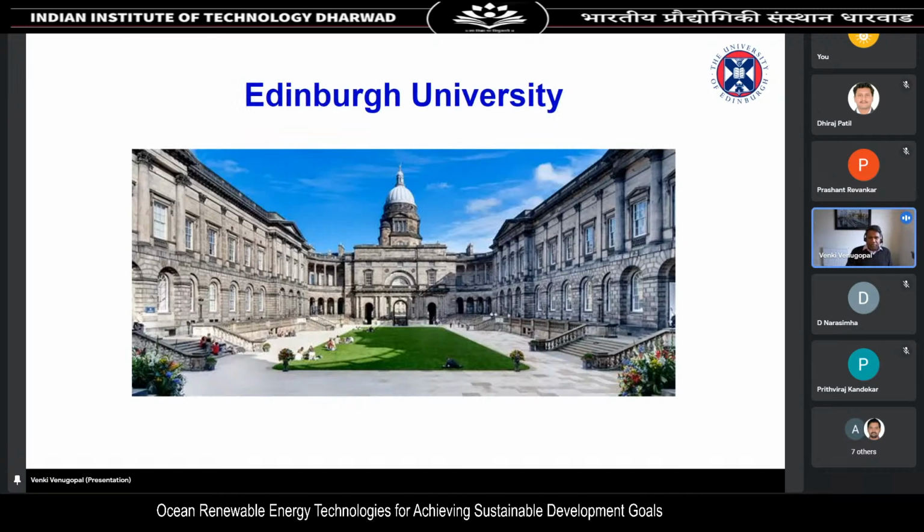Just to talk about Edinburgh University, what you see here is a sunny day. If you come to the central campus of Edinburgh University, this is how it would look.